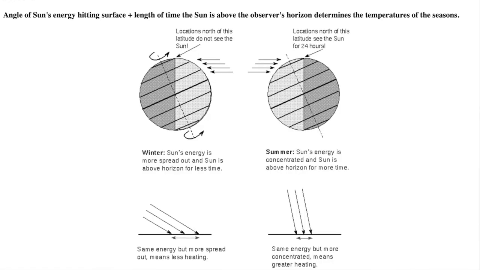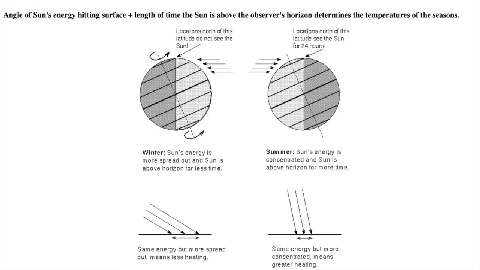To see how the angle can make a difference, let's use an analogy of someone squirting a steady stream of water at you. If you hold your hand face on into the stream of water, you'll block more of the water than if you hold your hand more edge on. The sun's energy output is constant, but the angle of the sun's energy hitting our part of the Earth and the length of time the sun is above our horizon determines the seasons.